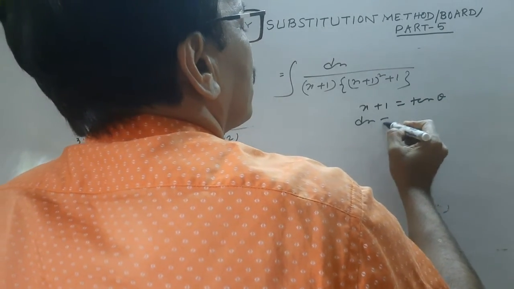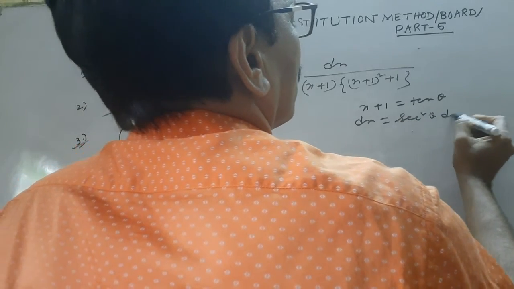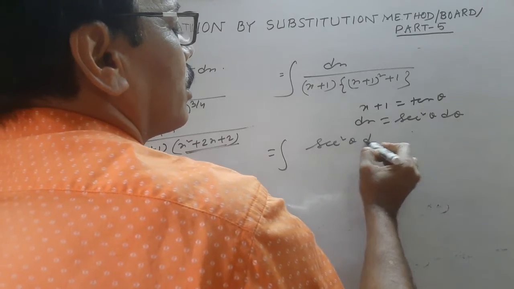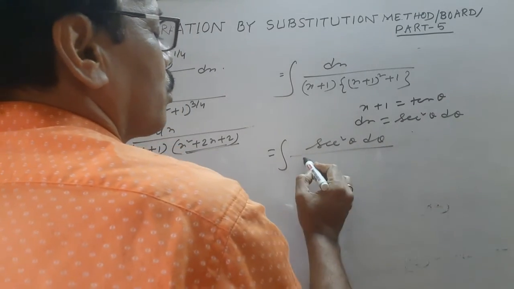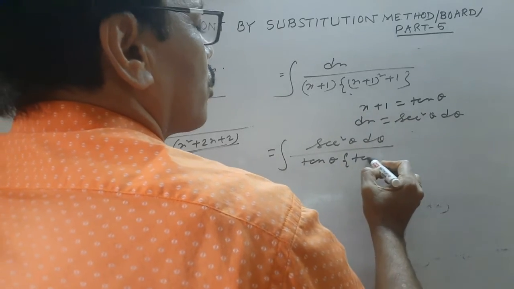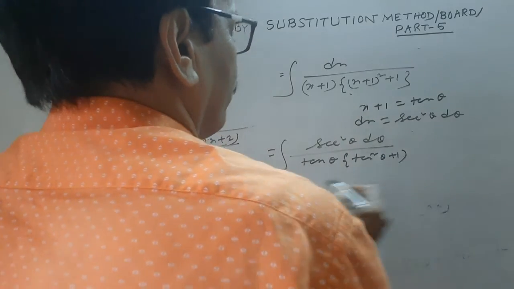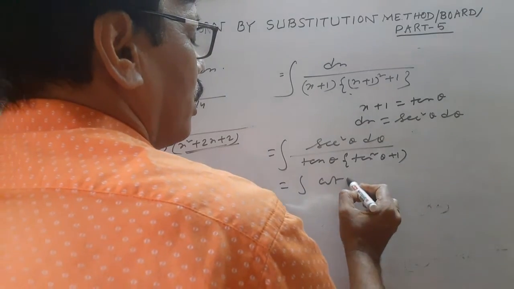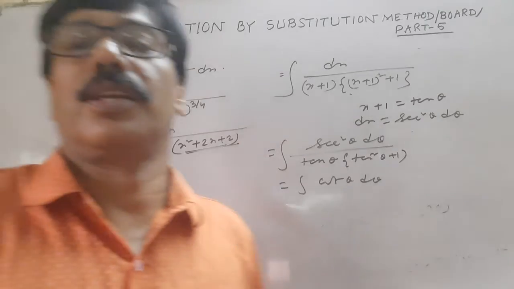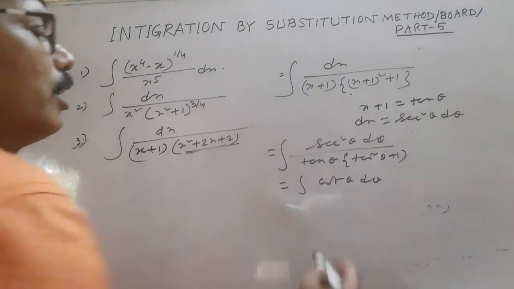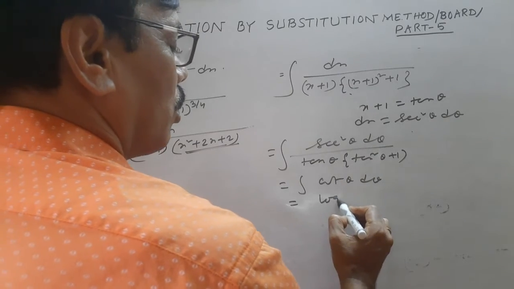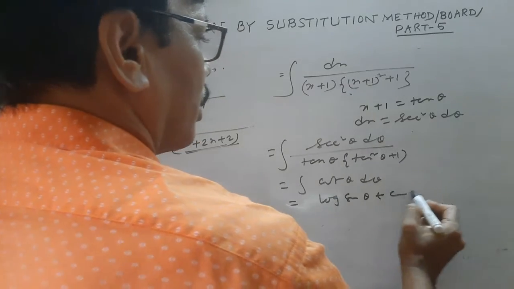So what is dx? Sec square theta d theta. x plus 1 is tan theta, so this is tan square theta plus 1. So cot theta d theta. 1 plus tan square theta is cancelled. You are getting cot theta. So this one is standard form. So this is log sin theta plus c.